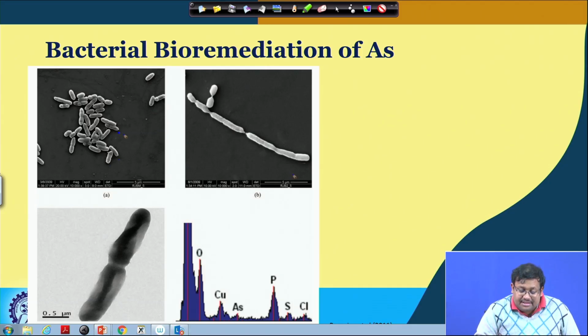fix this arsenic in their body. This is the scanning electron micrograph, and this is the transmission electron micrograph, which shows the internal deposition of arsenic within the microbial body, and this shows the EDX analysis showing the presence of arsenic here. So, there are thousands and thousands of research studies going on for bioremediation of heavy metals, and bioremediation of heavy metals is very important for decontaminating the soil.